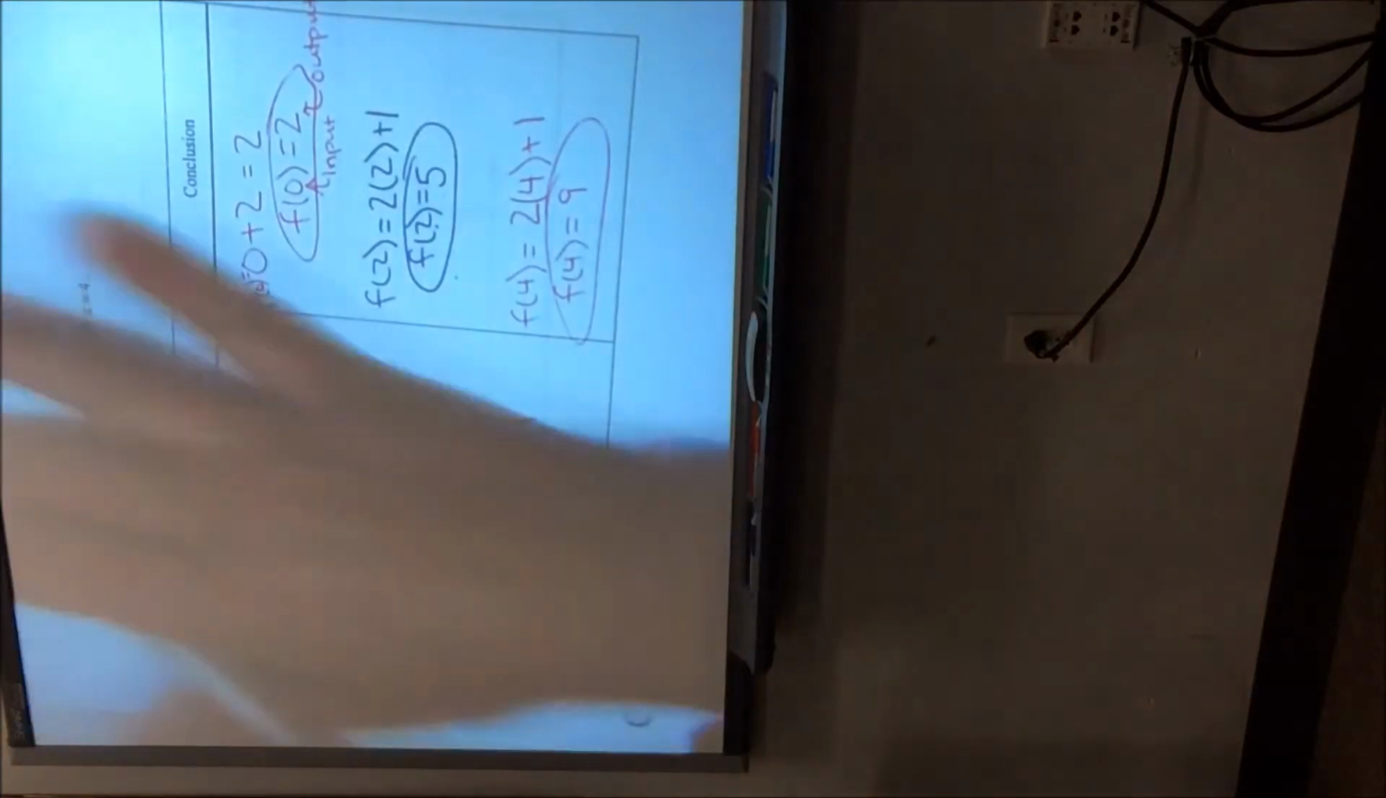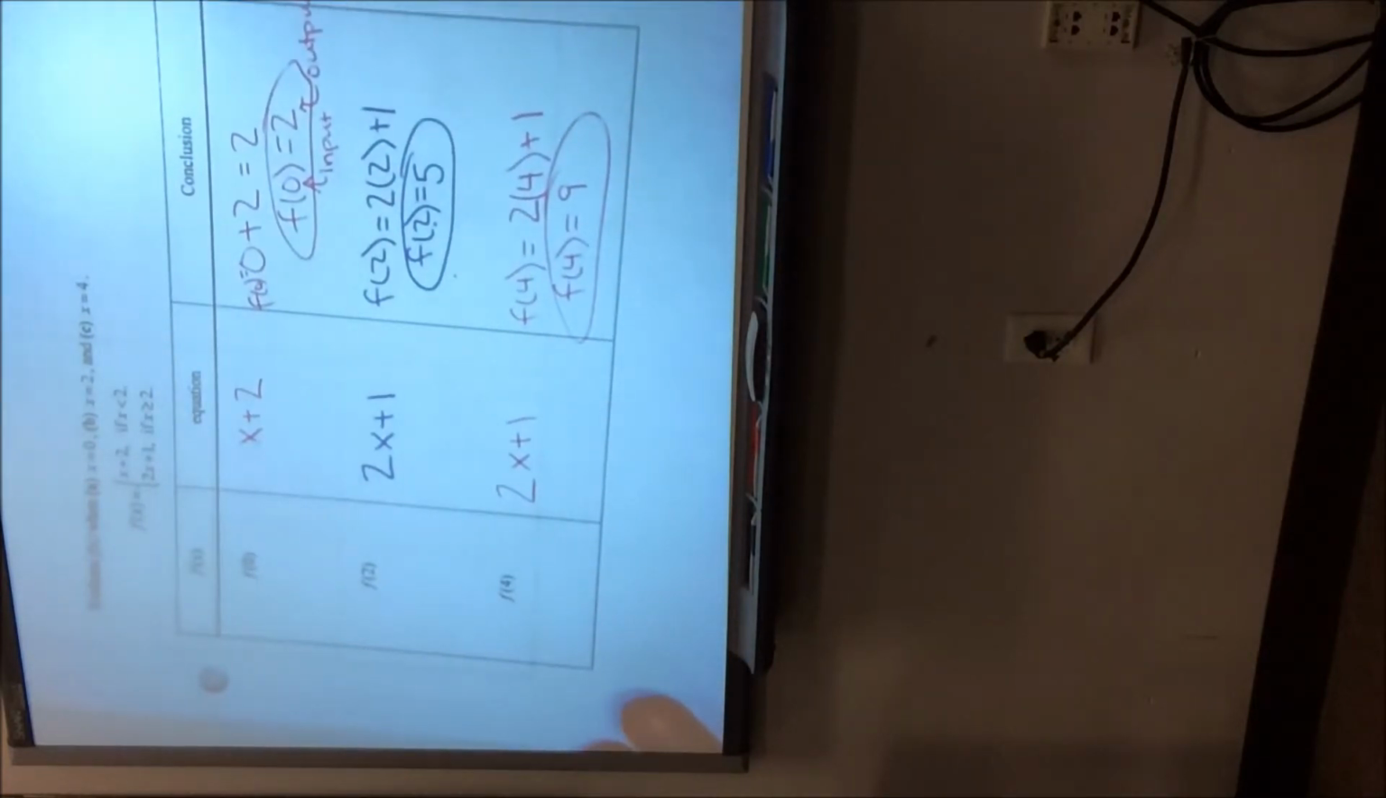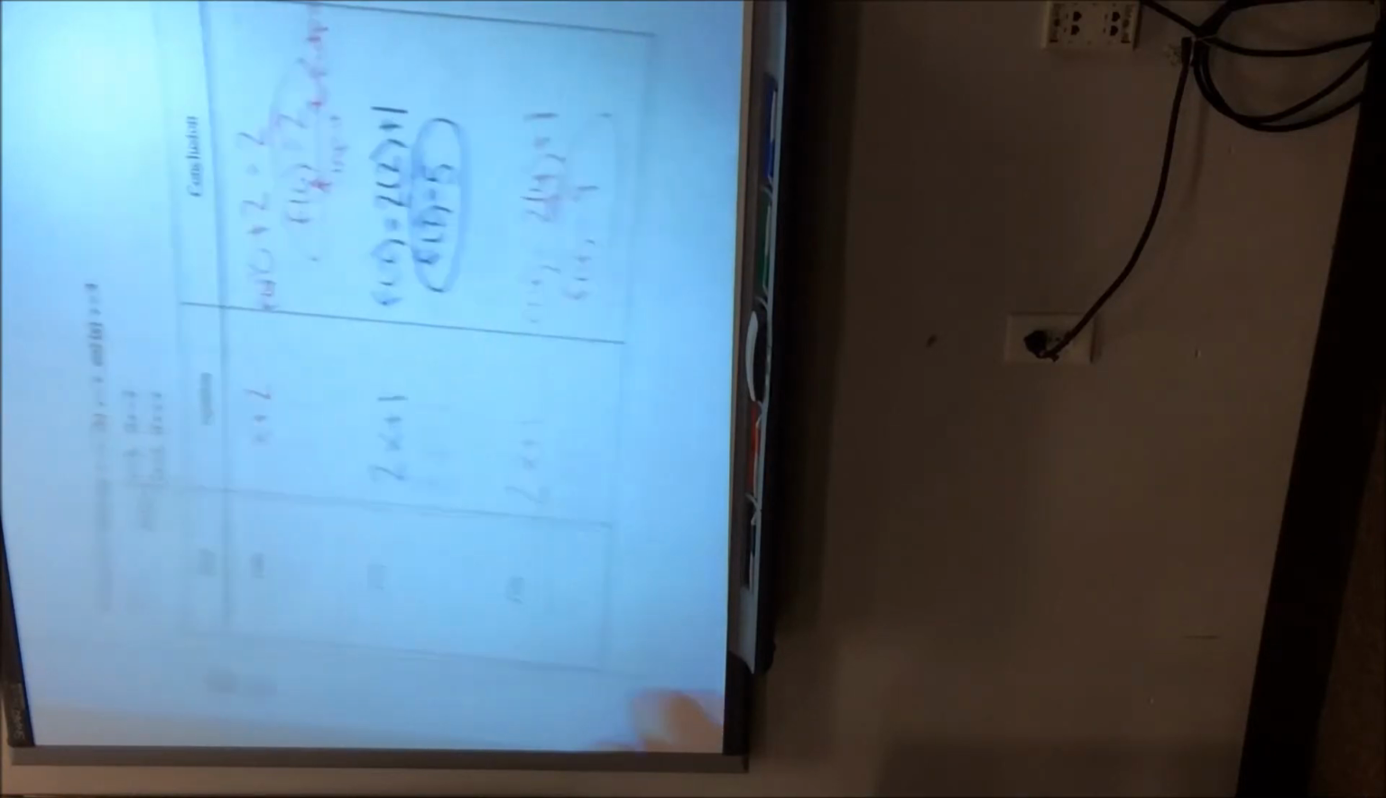Does that kind of seem like a logical approach to this, right? You have to find the equation that makes sense. Evaluating these should be the easiest part of the unit. Okay? Let's flip this over.